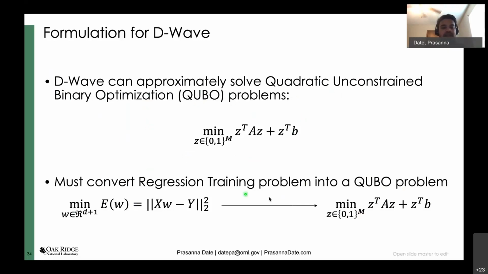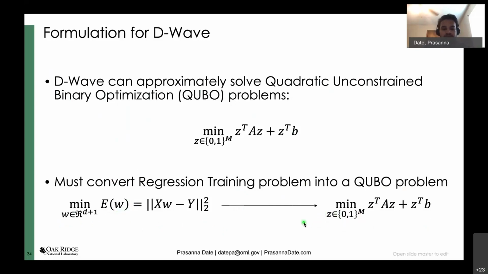What we essentially want to do is take this regression problem on the left and convert it into a QUBO problem on the right. Notice a few things. In the regression problem, we want to learn the weights W, and W are real valued. Whereas in the QUBO problem, we want to learn the vector Z, but Z is binary.